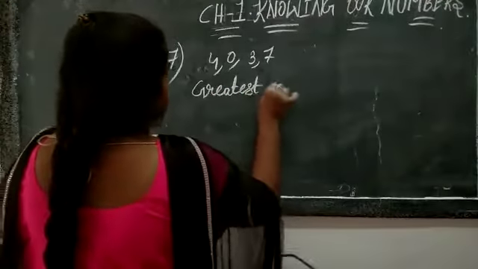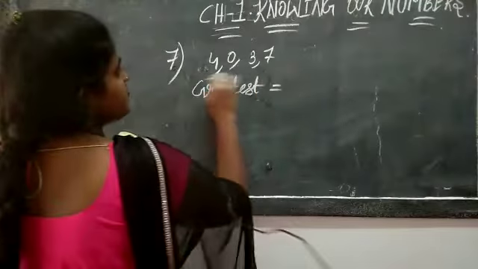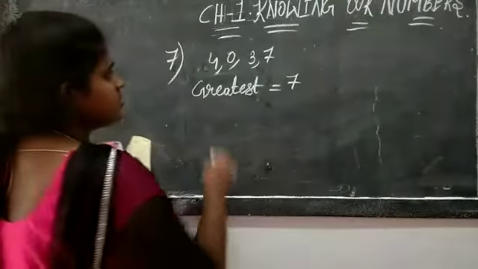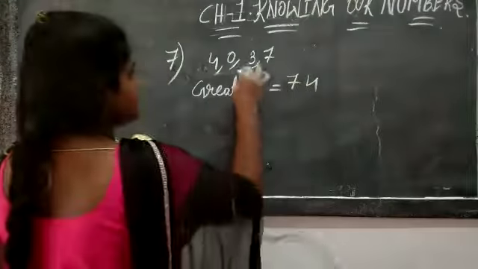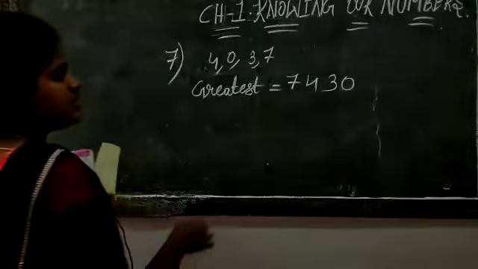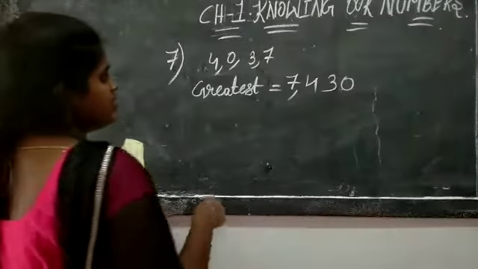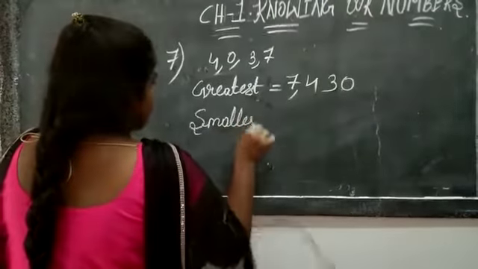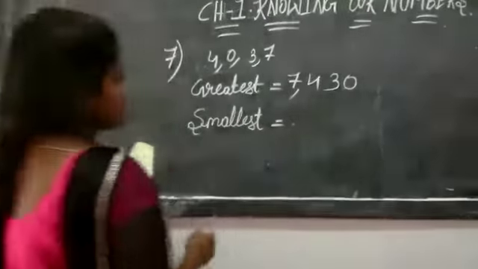Now greatest number is, in this, your first digit is the greatest, 7, next 4, next 3 and next is your 0. This is your greatest number, 7,430. Now next is smallest.